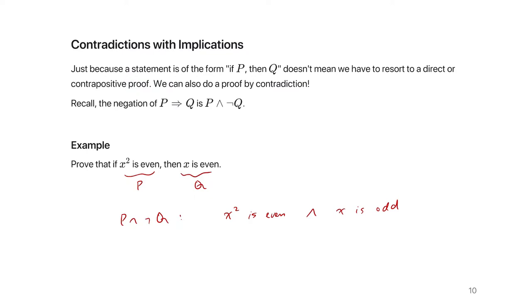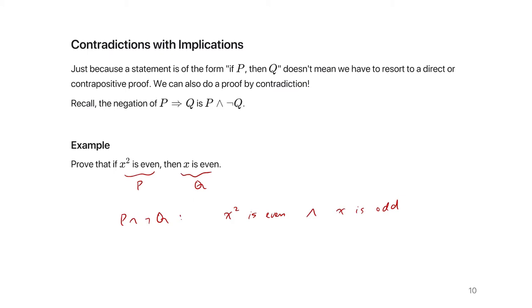And we would get the contradiction pretty easily there, right? Because if we say X is odd, then we can write it as 2K plus 1. But if you square that, it will also end up being odd. And that's a contradiction. Because if X is odd, you'll show that X squared has to be odd, which contradicts this statement, because this is saying that X squared is even.